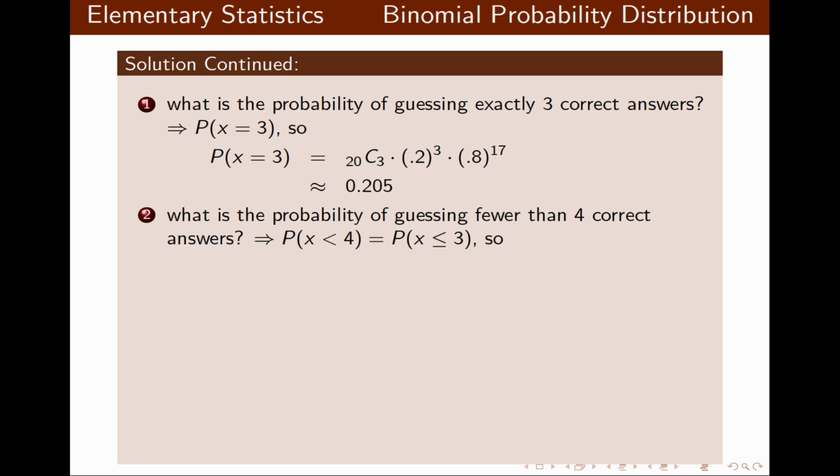Now, the probability of guessing fewer than 4 correct answers. Fewer than 4 correct means the probability that x is less than 4. So it has to be less than or equal to 3. And for less than or equal to 3, we need to find the probability that x is equal to 0, plus the probability that x is equal to 1, plus the probability that x is equal to 2, plus the probability that x is equal to 3, and we add them all together. If we do those calculations and add them together, that probability is 0.411.